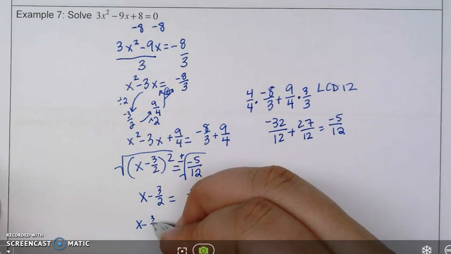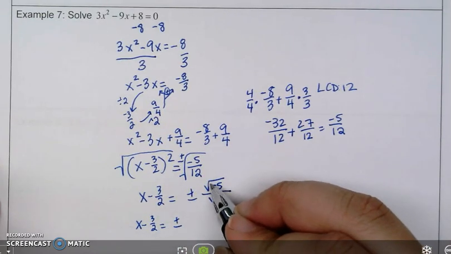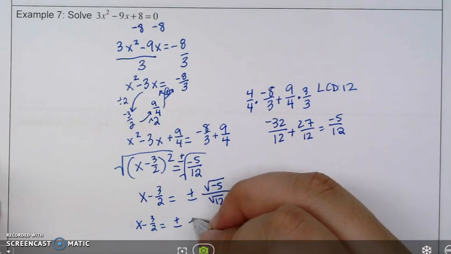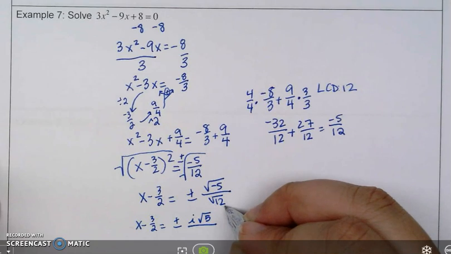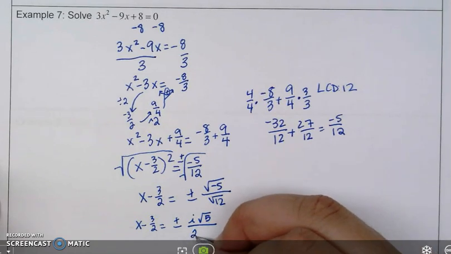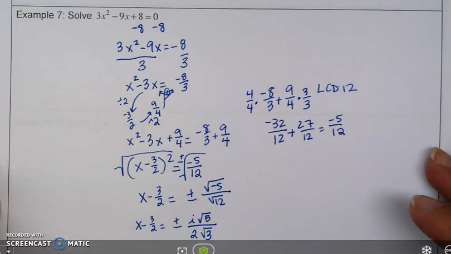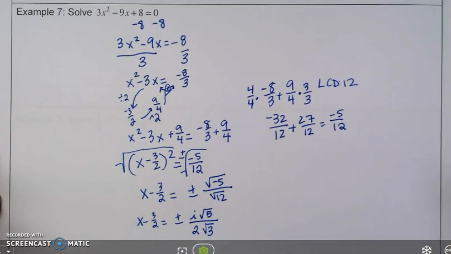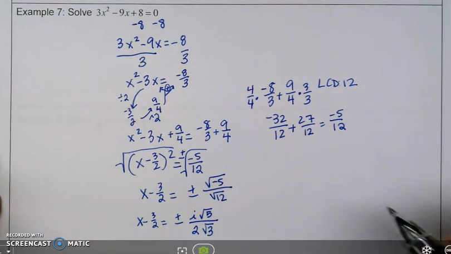X minus 3/2 equals plus or minus the square root of negative 5. We have that negative under the square root, so I times the square root of 5 divided by the square root of 12, and 12 is 4 times 3, so 2 times the square root of 3. I'm kind of brushing over some of the things that we've talked about in previous chapters, but if you want more details step by step, we can talk about that.